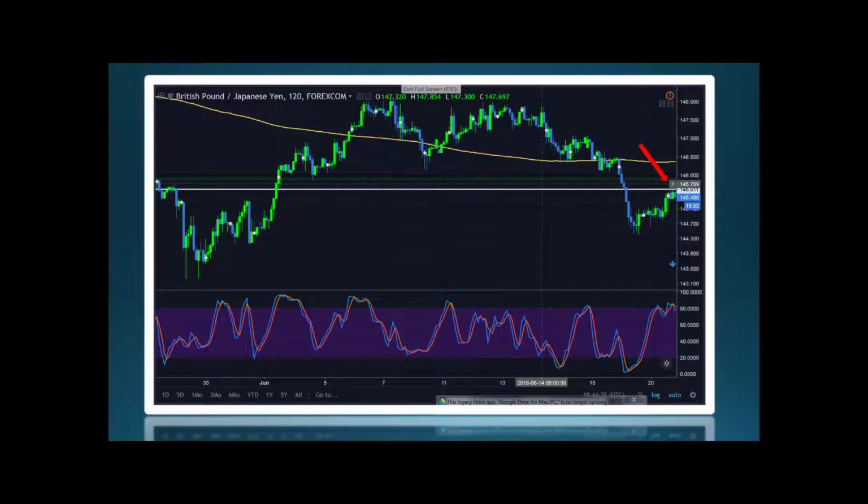Next trade, pound yen. First thing I look at is where is this stochastic. In this case it's in overbought territory. The next thing I look for is, is it below the 200 SMA? Yes it is. And then the third thing I actually look for is structure, to see if we can look for any bounces off structure. In this case there wasn't any significant structure, but I decided I had enough reason to get back in and take a short on this trade, which actually took 2 trades.